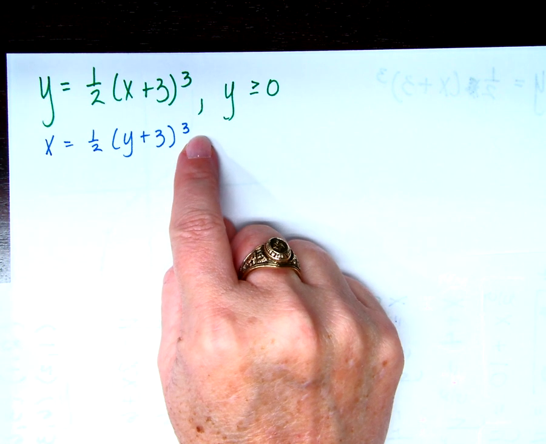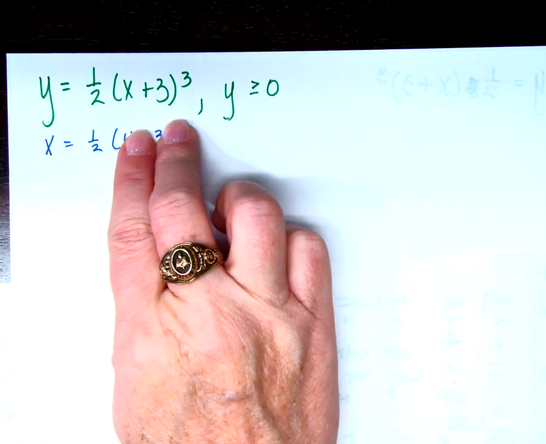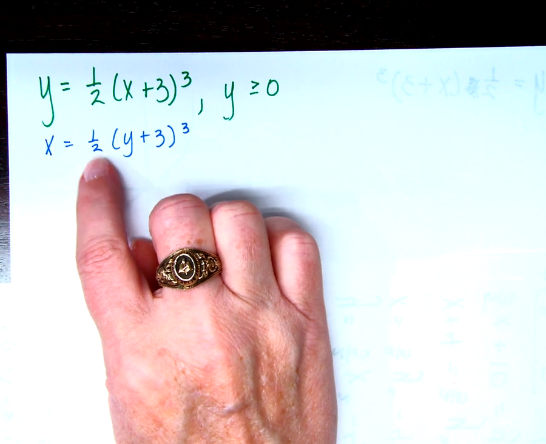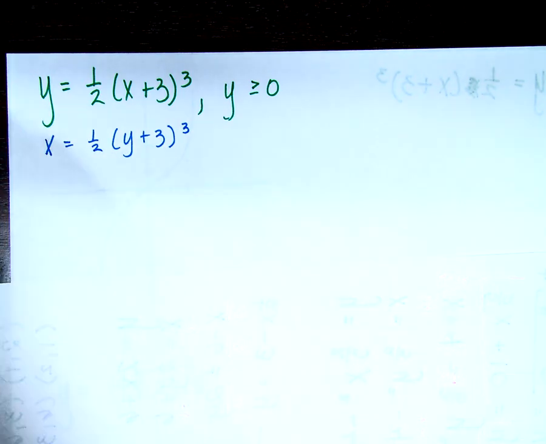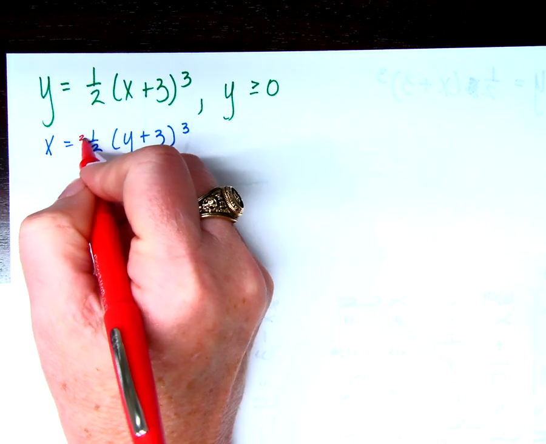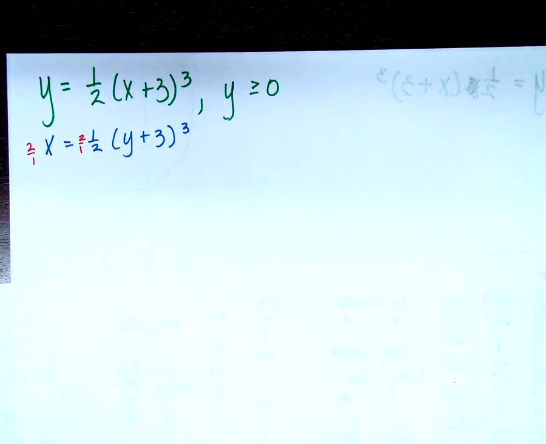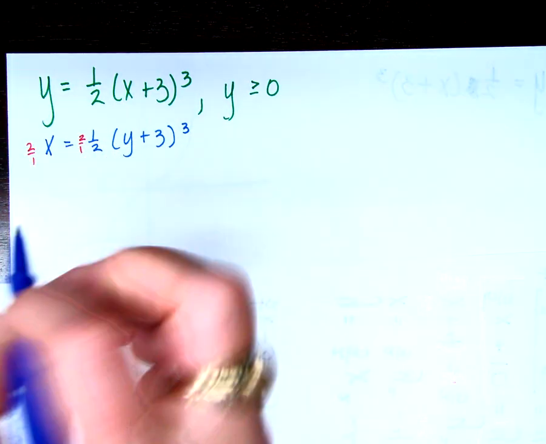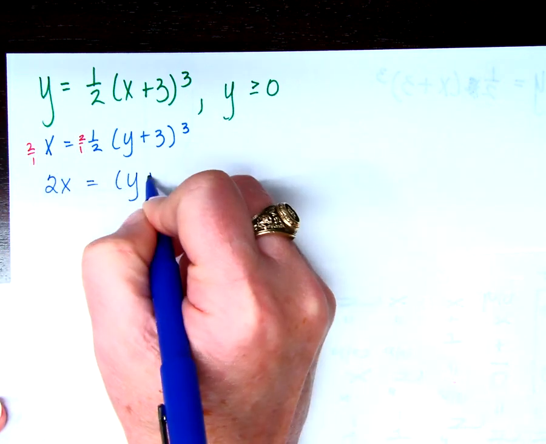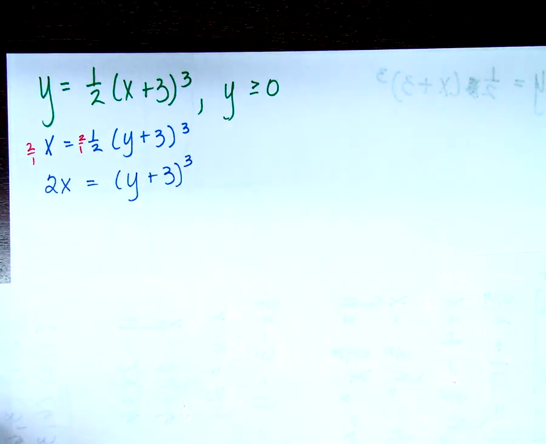Eventually, I'm going to do that, right? When this is isolated, I can definitely take the cube root, can't I? I got to get rid of this first, right? So how am I going to get rid of the fraction? By its reciprocal, so 2 over 1, right? If I multiply both sides by 2 over 1, it's the same as multiplying by 2, just like you said. So I get 2x equals y plus 3 cubed.